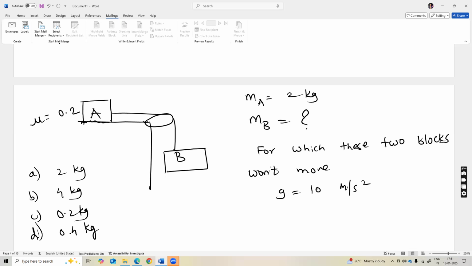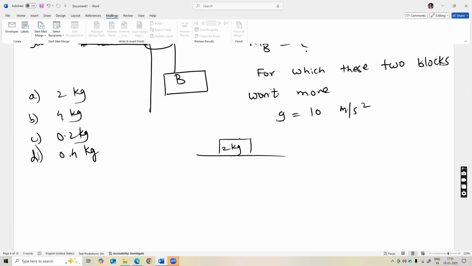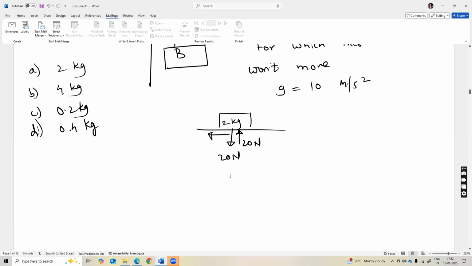If you take block A here, it has 2 kg mass. Since g is given as 10, a 20 Newton weight is acting downward, and there is a normal reaction of 20 Newton. Since mu is given as 0.2, the limiting friction is 0.2 into 20, that is 4 Newton. So 4 Newton is the maximum load or tension at which this block will not move.